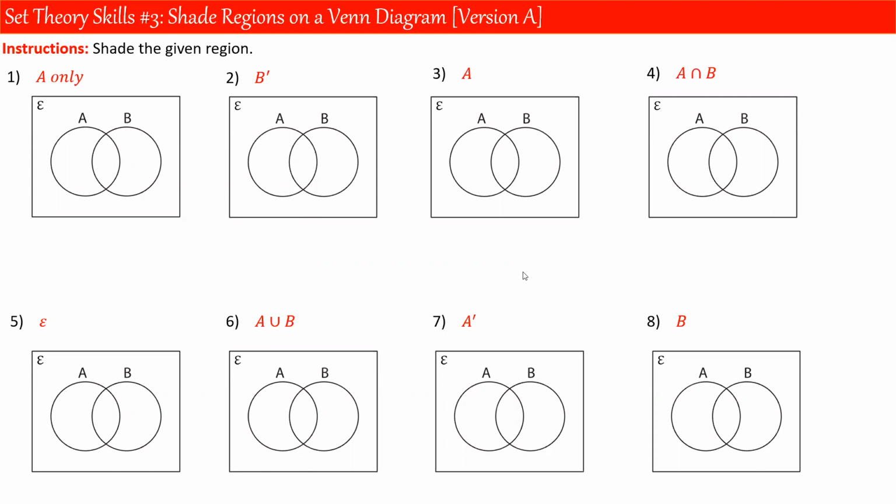Let's see. Jasmine. Jasmine, A only. Good. B prime. Jasmine, for your number 2, remember for B prime, you can't shade in the intersection of B. You can't shade in that intersection, because you can't shade the intersection for B complement. Okay. Chardonnay, thank you. I only see that one. All right, still waiting on others.